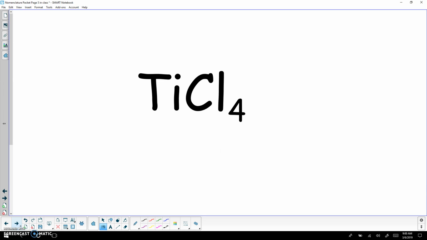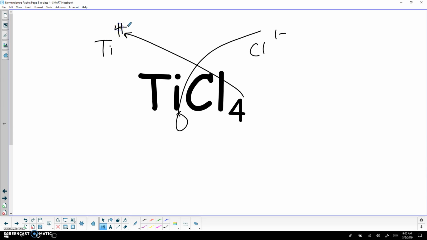Okay, this next one we have titanium, which is a transition metal, so we need to figure out what its charge is. Unzip this, the 1 goes to chlorine, which chlorine is 1. The 4 goes up to titanium. Titanium, Roman numeral 4, which is IV, chloride.